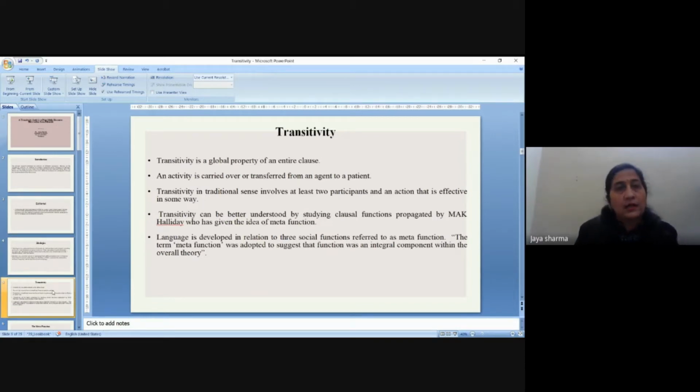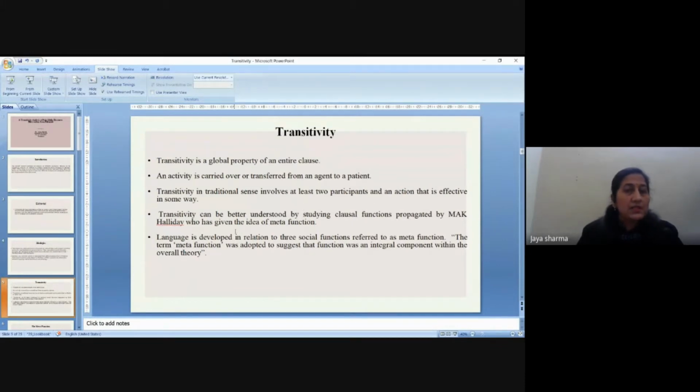Because my paper analyzes the text from the point of view of transitivity, first of all I would like to give the introduction of what transitivity is. Transitivity is a global property of an entire clause in English. An activity is carried over or transferred from an agent to a patient. So transitivity in the traditional sense involves at least 2 participants and an action that is effective in some way.